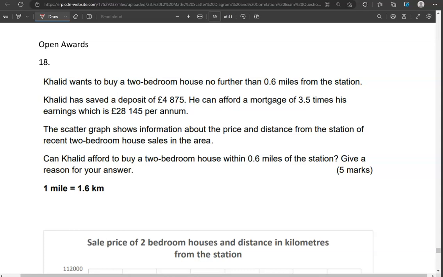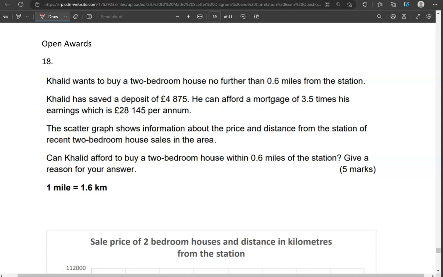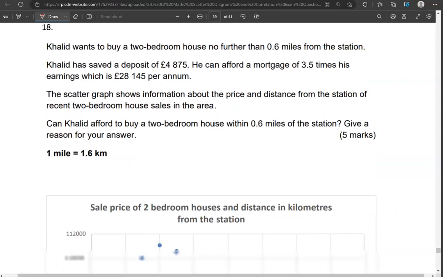Khalid wants to buy a 2-bedroom house no further than 0.6 miles from the station. Khalid has saved a deposit of £4,875. He can afford a mortgage of 3.5 times his earnings, which is £28,145 per annum. The scatter graph shows information about the price and distance from the station of recent 2-bedroom house sales in the area. Can Khalid afford to buy a 2-bedroom house within 0.6 miles of the station? Give a reason for your answer. 1 mile is equal to 1.6 kilometers.